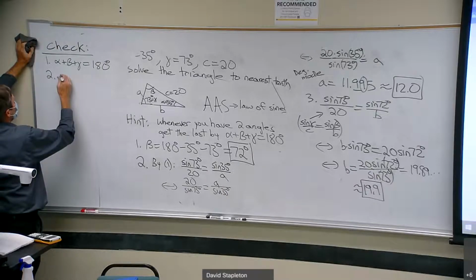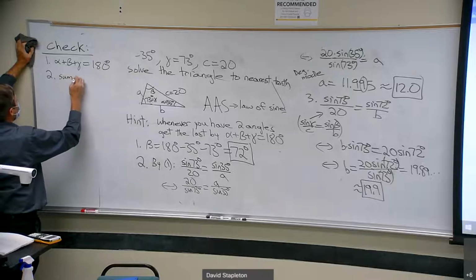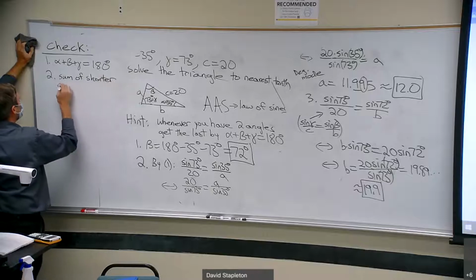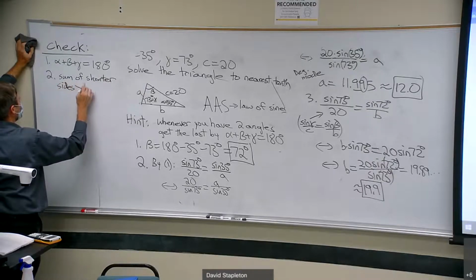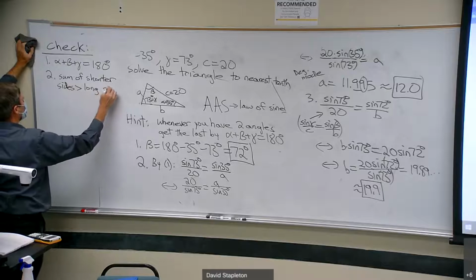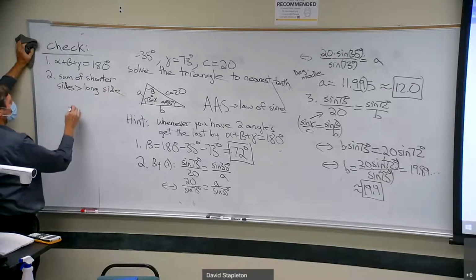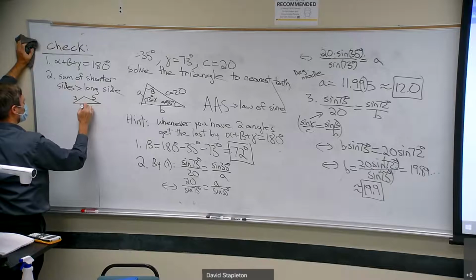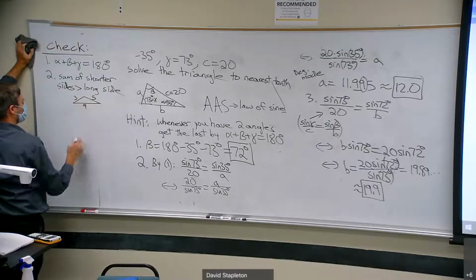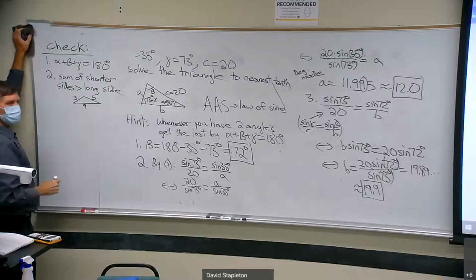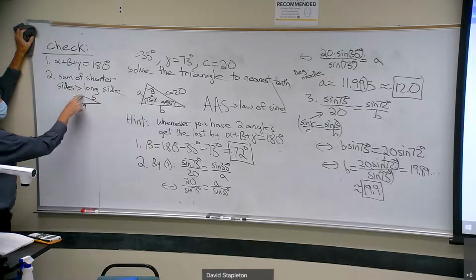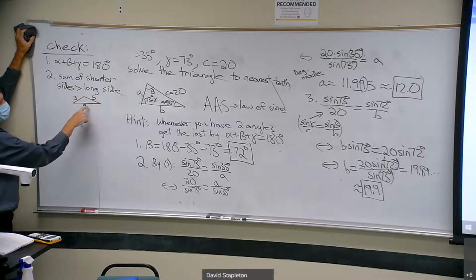Another one is to say the sum of the two shorter sides of the triangle must be greater than the longest side. For instance, suppose I gave you this triangle here, 3, 5, and 9. How do I know that I made a mistake? These two sum to less than this one, right?